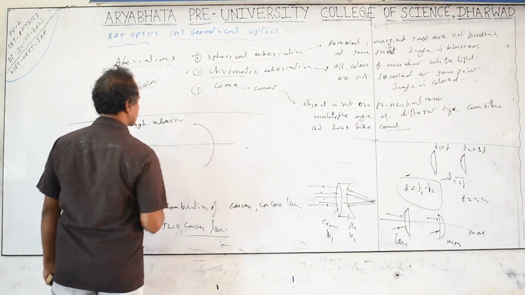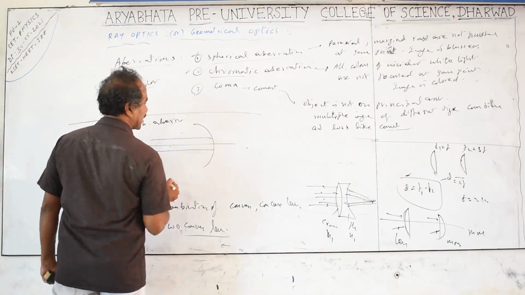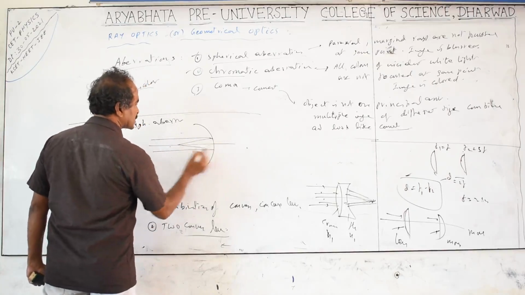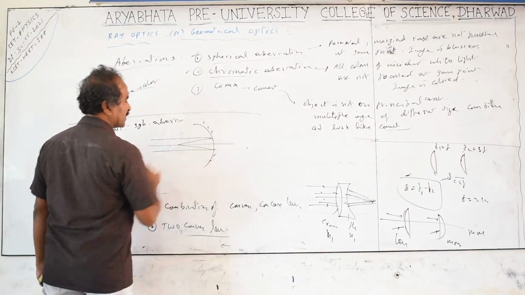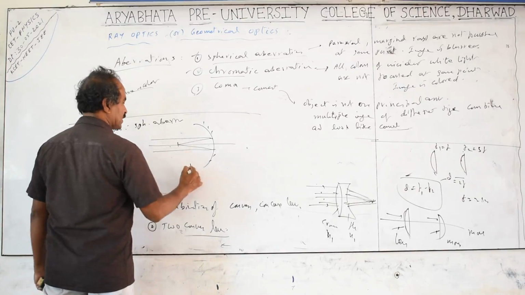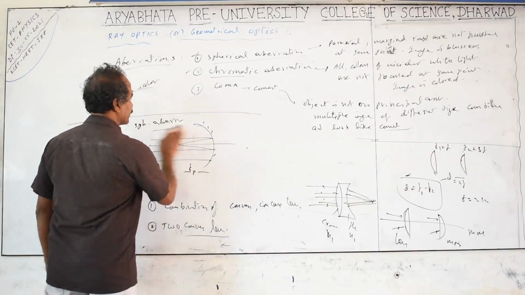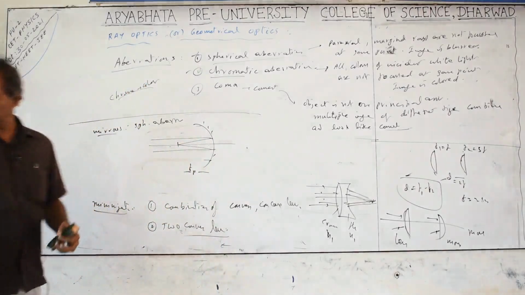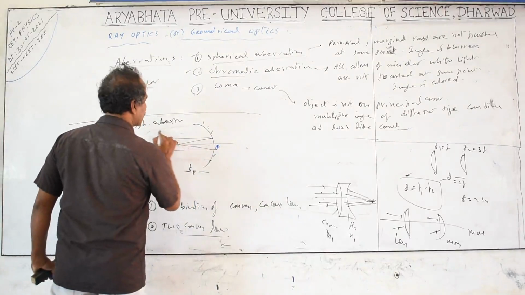Here is the principal axis. Light rays coming parallel to the principal axis, close to it, are paraxial rays and are focused far away because they have a smaller angle of incidence and a smaller angle of reflection. So this is the focal length of paraxial rays. But marginal rays have a larger angle of incidence and reflection. They are focused close to the pole. The pole is the center point of the mirror.